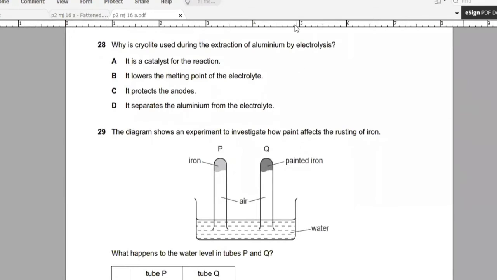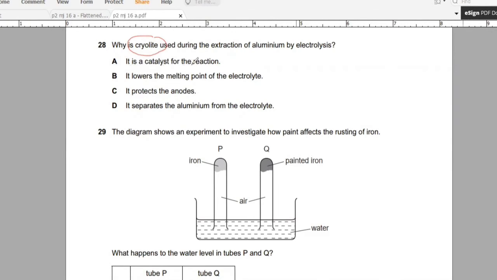28. Why is cryolite used during the extraction of aluminum by electrolysis? So this topic, could you remember? Chapter 3, atomic structure and chemical bonding. There we studied how the extraction of aluminum takes place by using cryolite. So cryolite is a substance, remember, which lowers the melting point, isn't it? So look at it, these are the options.